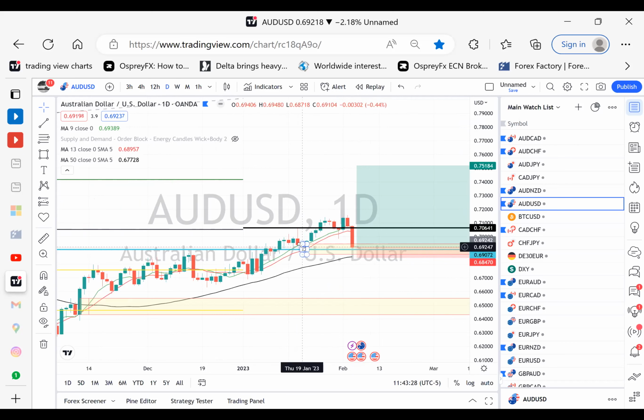Right now, we're in this order block. I expect it to turn. You can already see it turning on the lower time frames, but as this turn plays out, we understand that the market is going to push higher, according to the trend on the daily and that week.